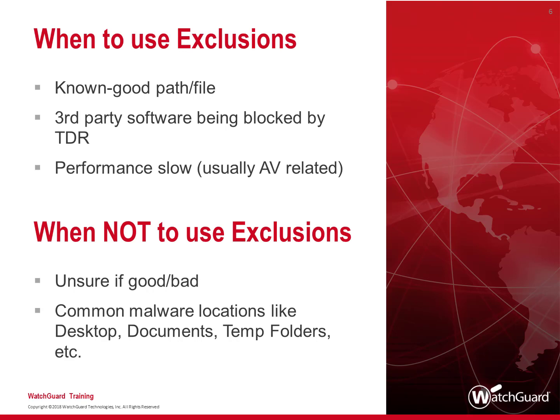So when not to use exclusions would be if you're not absolutely sure that the path you're excluding is safe. And you want to avoid using exclusions for common malware dump locations like the desktop, documents, temporary folders, app data, things like that.